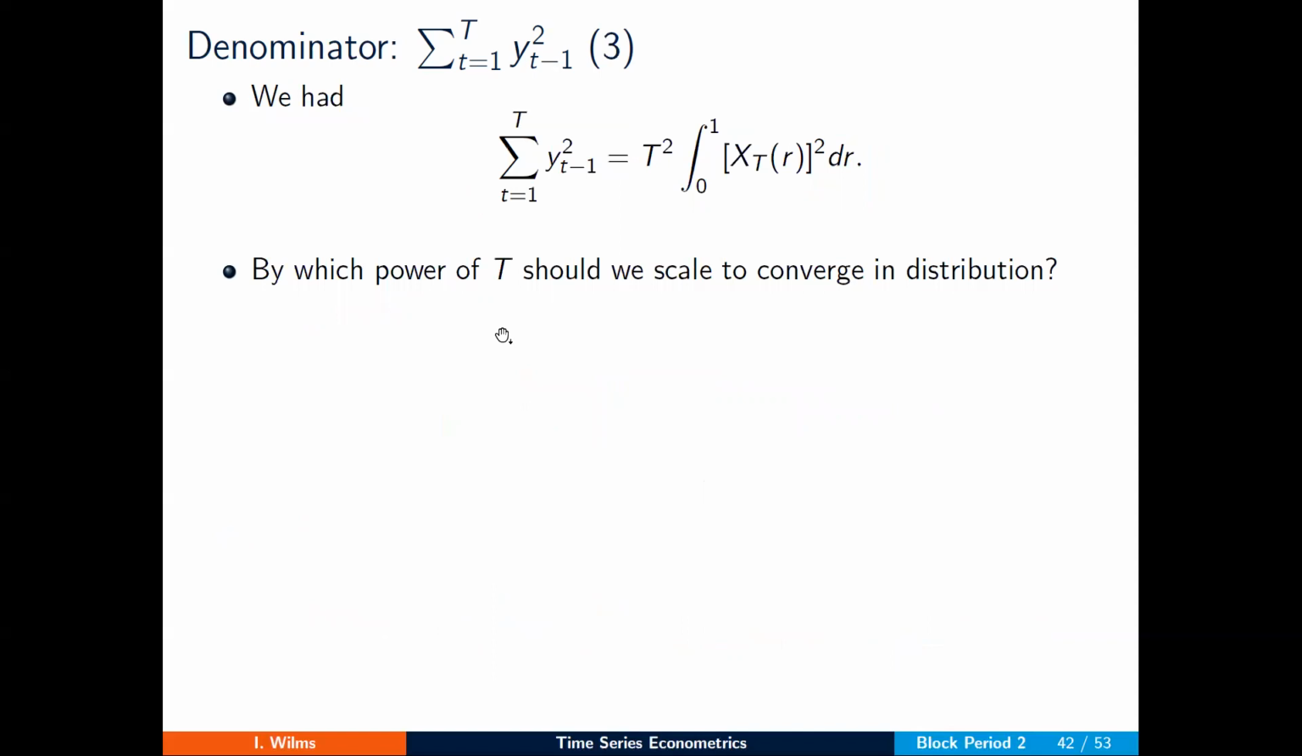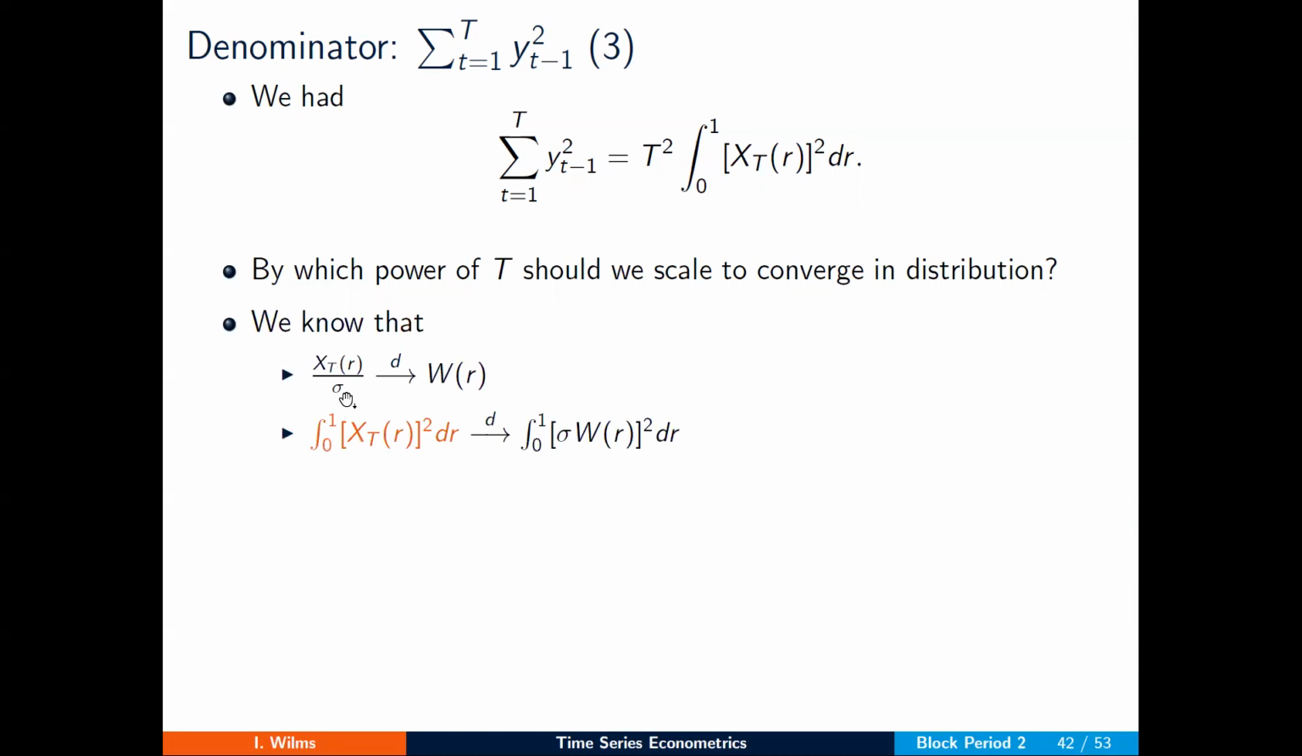By which power of t should we now scale for this to converge in distribution? What are the ingredients that we know? We know that our partial sum process goes to this Brownian motion under the functional central limit theorem. Now we don't actually have this popping up, but we have a transformation under a continuous function g, so we can rely on the continuous mapping theorem. This integral of the square will also converge in distribution to the same integral of the square over here.